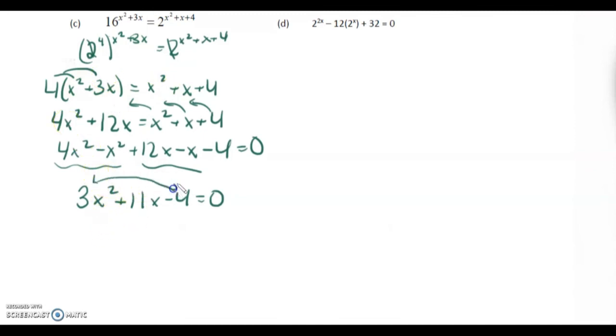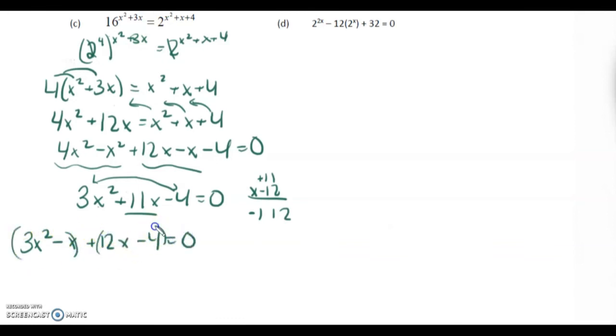Now we actually have to solve for x. So what two numbers multiply to negative 12 and add to 11? Remember, this is a trinomial with an x squared and an x, so we can't just directly solve. We have to factor. So I have 1 and 12, and I would put the negative on the 1. So these two multiply to negative 12, add to 11. So let's break down that middle term. 3x squared minus x plus 12x minus 4 equals 0.